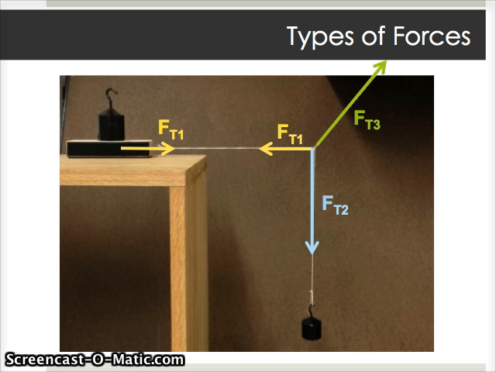Just finishing off this block over here. The reason it's not moving is because the frictional force points to the left, and that exactly equals the tension force, causing this object to be in equilibrium. There would also be a normal force up, perpendicular again to that surface, and a gravitational force down. Again, gravity always points down in our pictures.